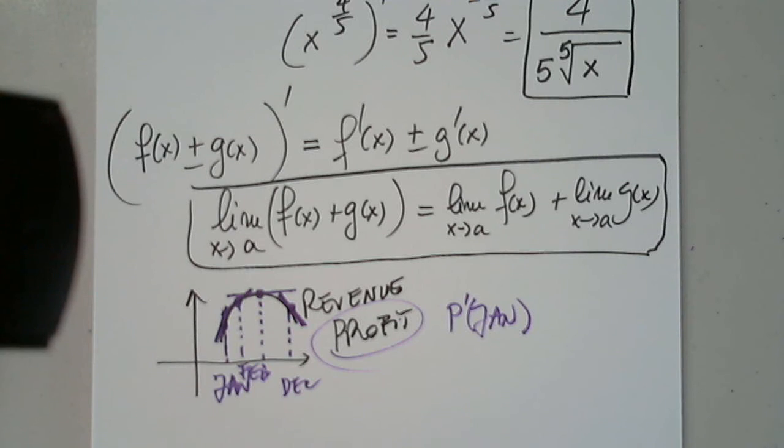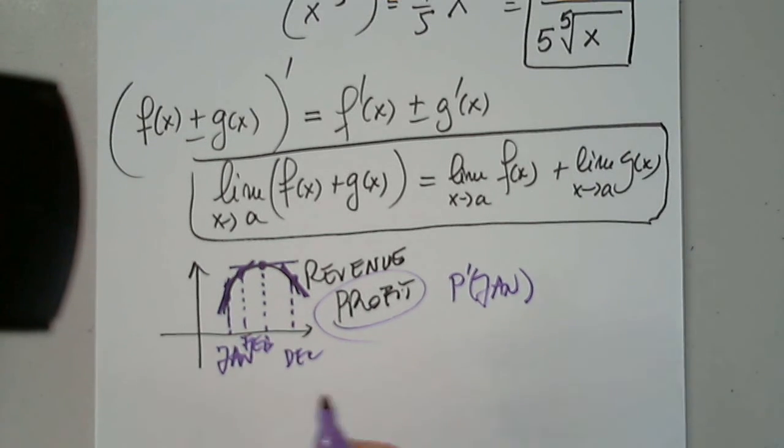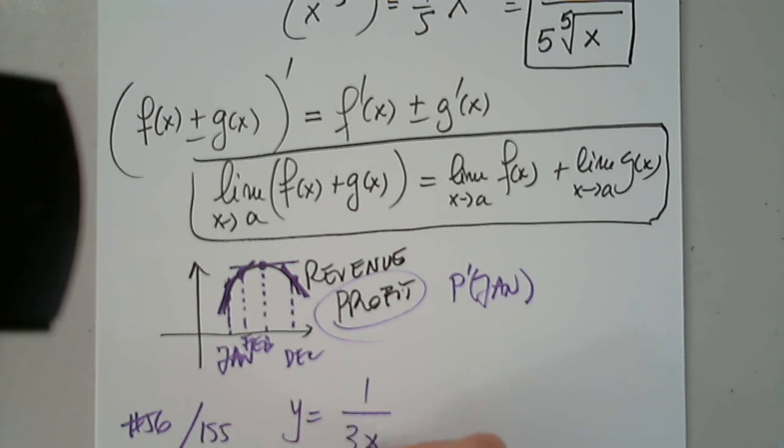Okay, so now let's choose from here and work on this, and then move on to other rules and a word problem. Ready? So we want to find the derivative. Let's choose anything you want. 56, got it. I'm copying it. Number 56 on page 155: y equals 1 over 3x to the fourth, and they're asking us to find dy over dx at x equals -1.